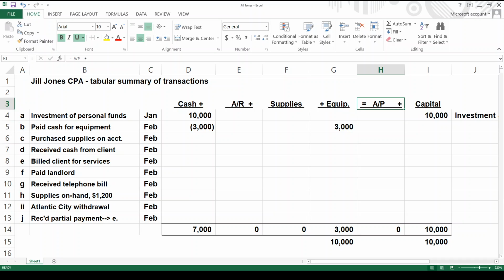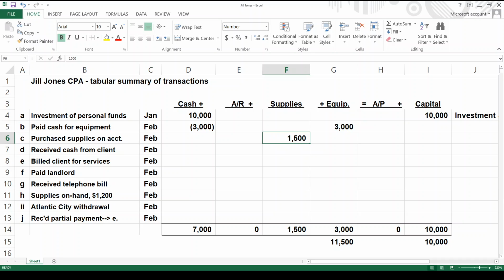All right, what happens next? Jill goes to Uncle Normie's stationery store. She loads up with a whole bunch of supplies and letterheads and so forth and so on. Total is $1,500. So she has $1,500 more of supplies now than she had before she went to the stationery store.